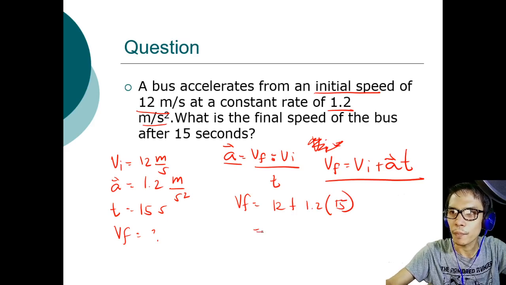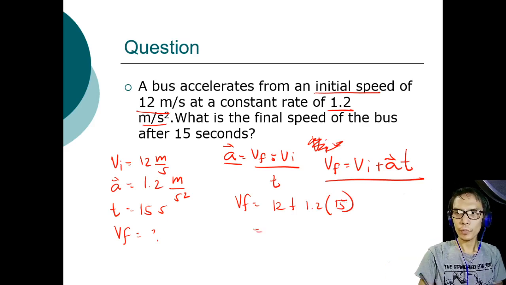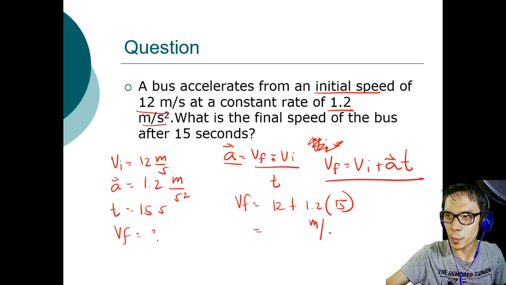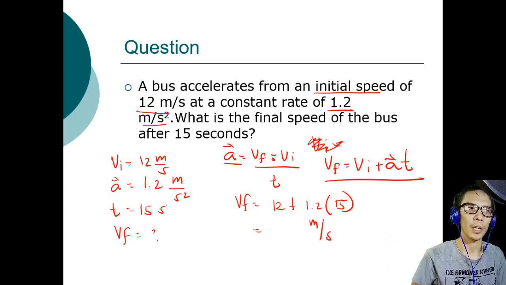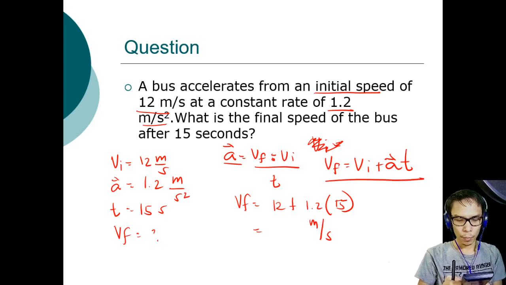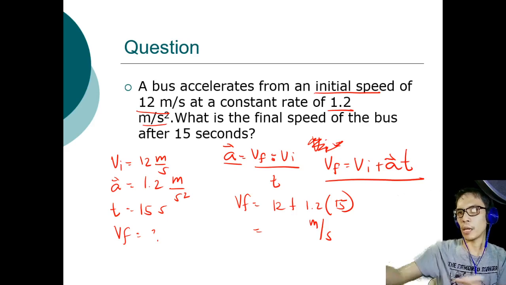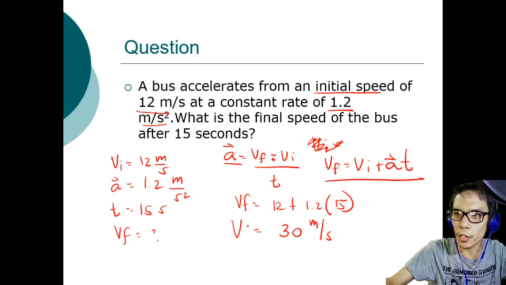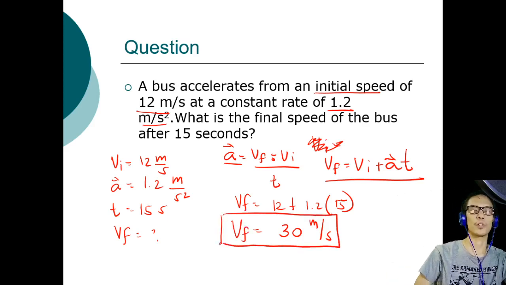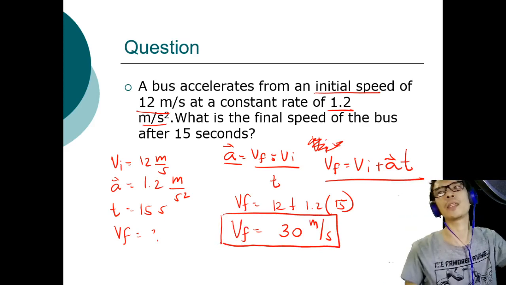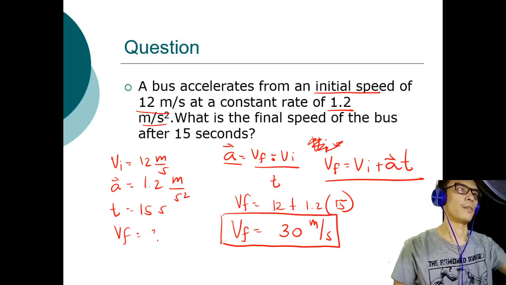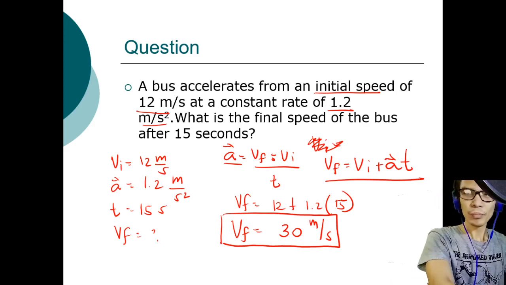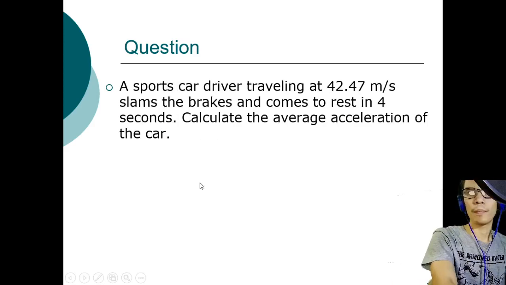Alright, so let's do the math. Our final unit is meters per second, because final speed is the one that we are looking for. So 1.2 times 15 is 18. 18 plus 12 is 30. So the final speed of the bus is 30 meters per second. That is our final velocity for this problem. Okay, so let's go to the next problem.